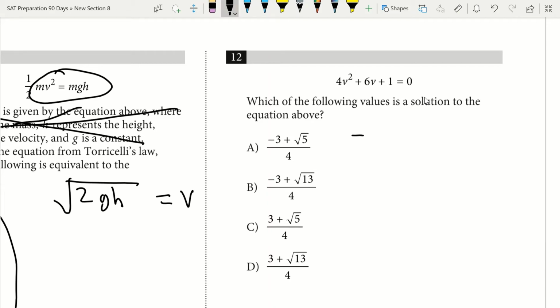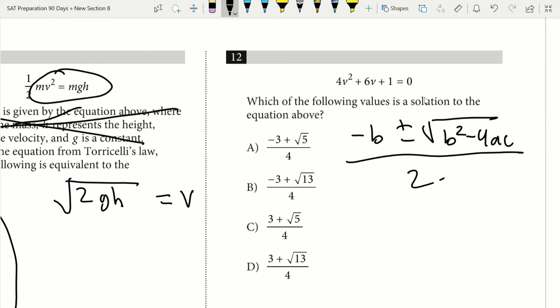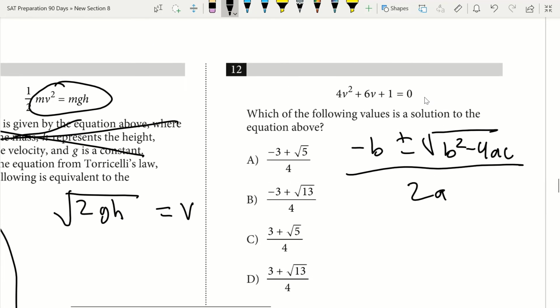My quadratic equation is going to be negative b plus or minus the square root of b squared minus 4ac, all over 2a. That's my quadratic equation. The other thing I see is that this doesn't factor, right? If you were to try to factor this, it won't work. So I know I'm going to have to use my quadratic equation. So I'm going to have negative b. I know my b is 6.